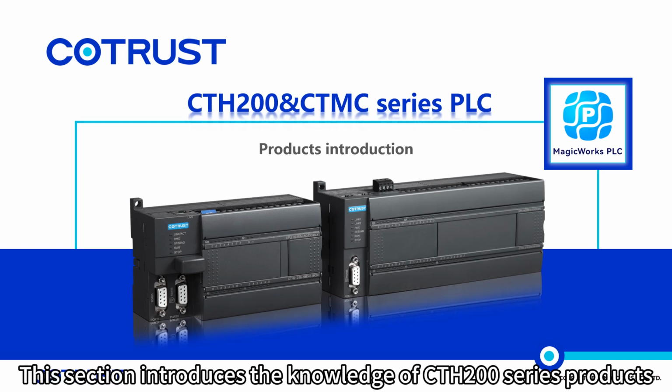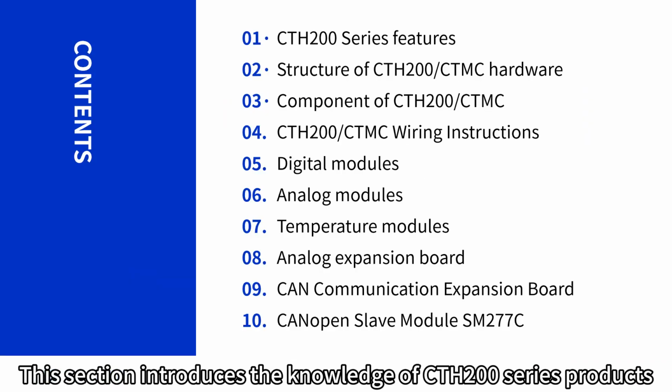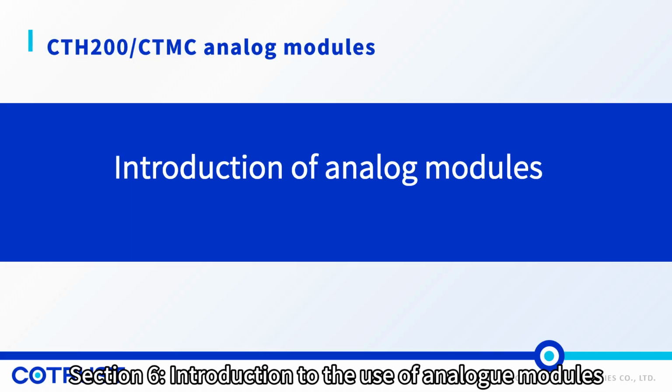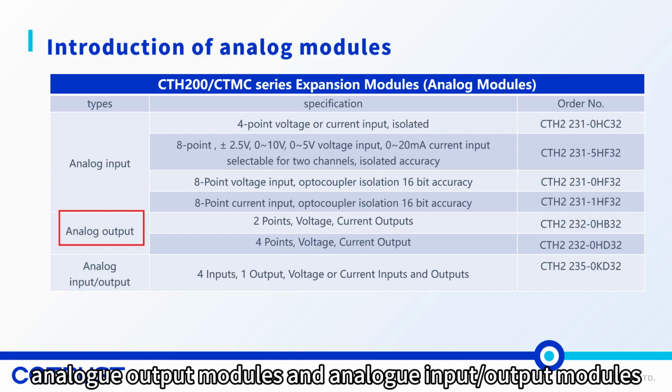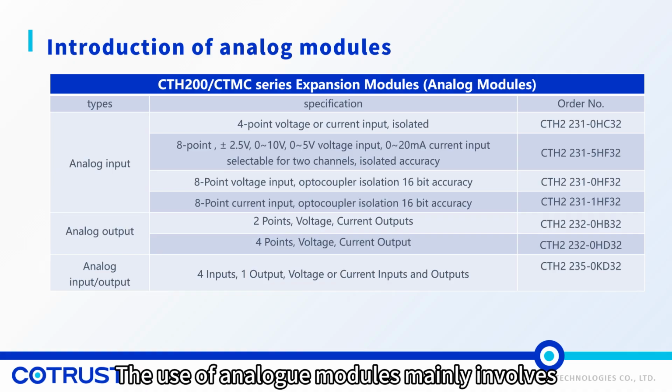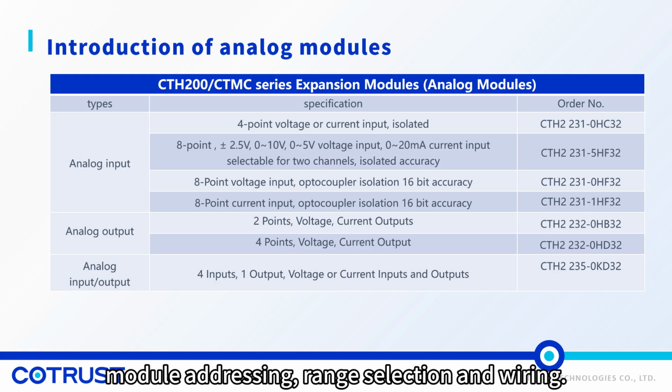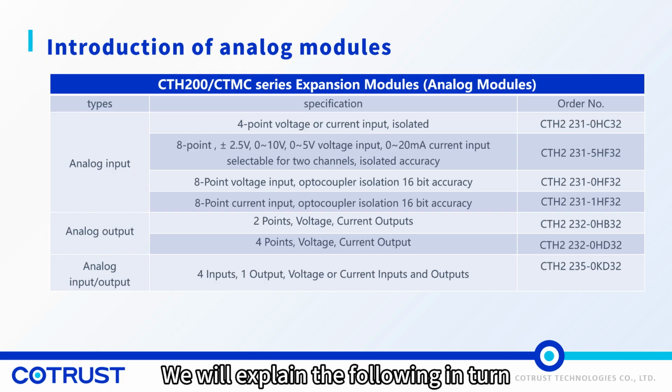Hello everyone! This section introduces the knowledge of 200 series products. Section 6. Introduction to the use of analog modules. Analog modules contain analog input modules, analog output modules, and analog input or output modules. The use of analog modules mainly involves module addressing, range selection, and wiring. We will explain the following in turn.